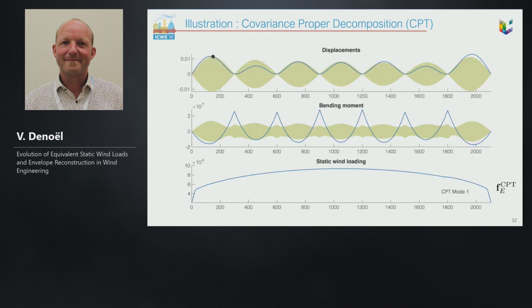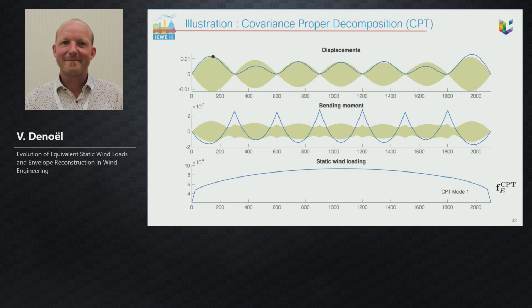Let's assume we want to find the equivalent static forces that allows us to recover, with a static analysis, the displacement at the first mid-span. So to do so, I just assume this distribution of forces, which corresponds to the first CPT mode, just scale it up and down in such a way that the displaced configuration passes exactly through that point. The corresponding bending moment diagram is the following.